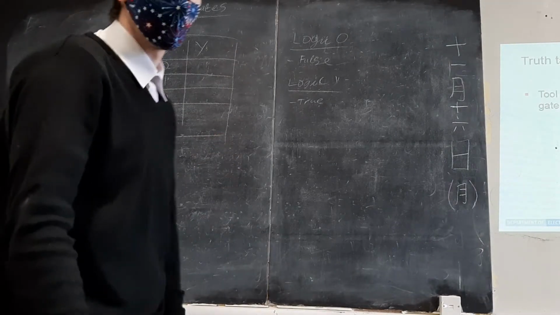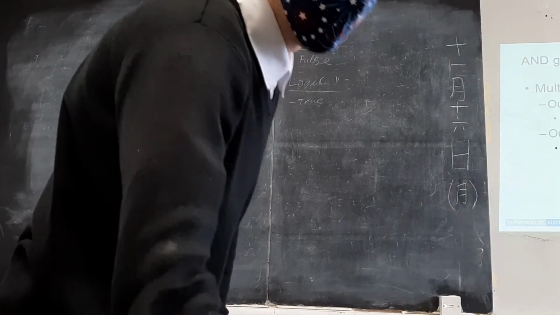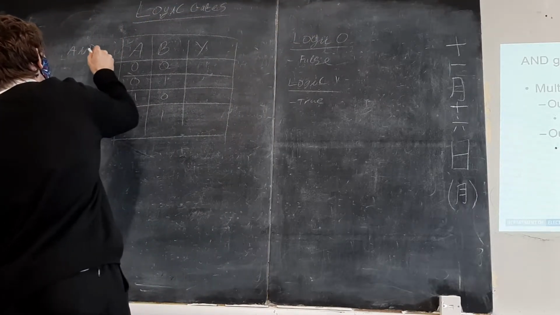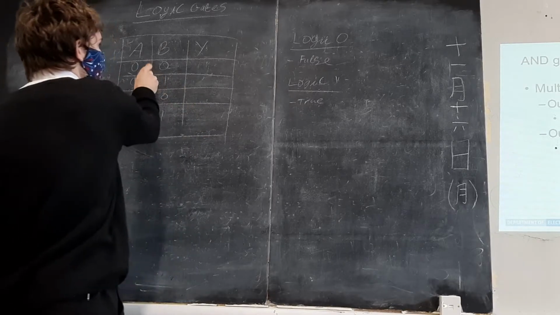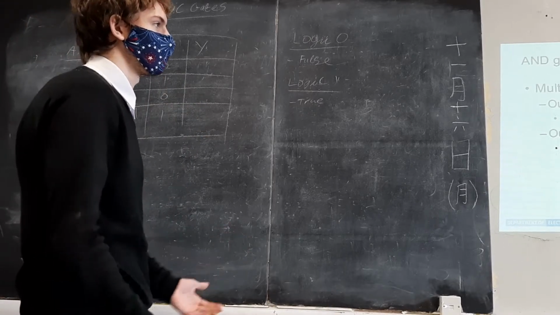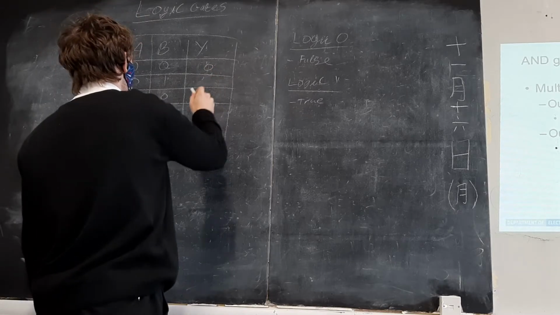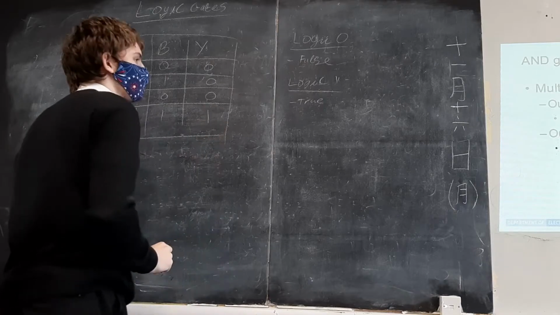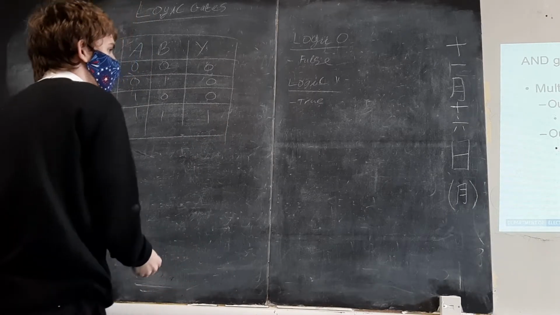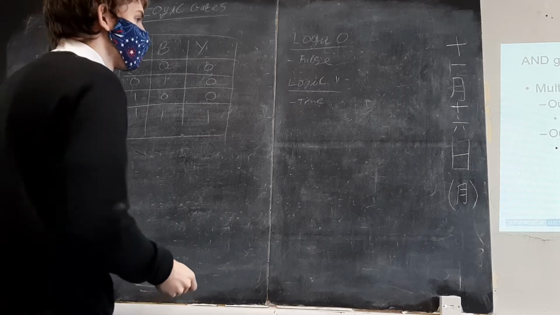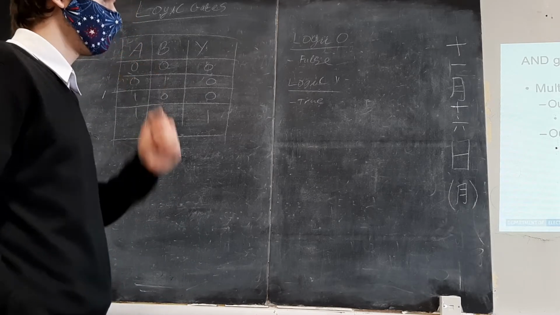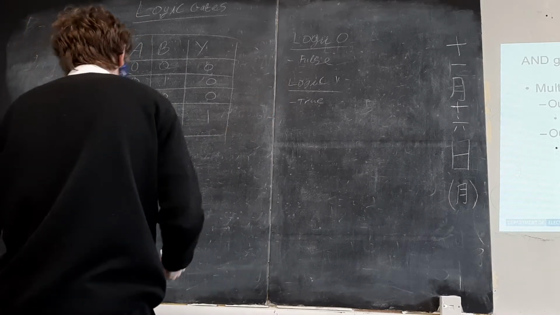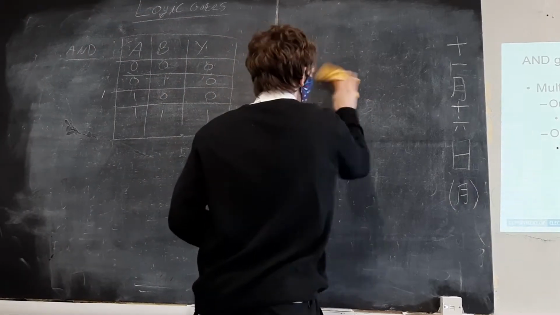Okay, so for an AND gate, when they're both 0, then it's 0. When only one is 1, it's 0. And when they're both 1, the output is 1. So pretty much, an AND gate can have multiple inputs. The output's true if all inputs are true. It's like multiplication. If you multiply by 0, it's 0.